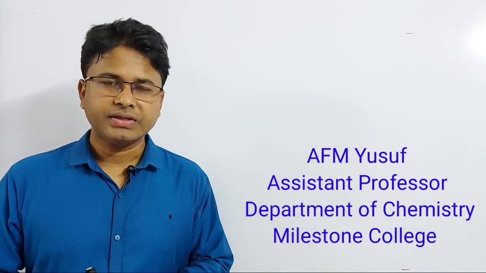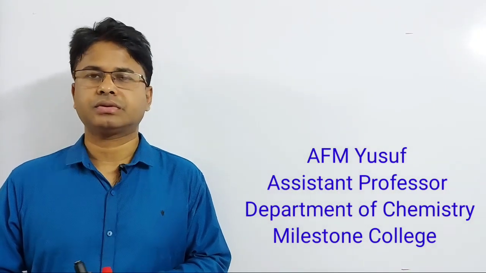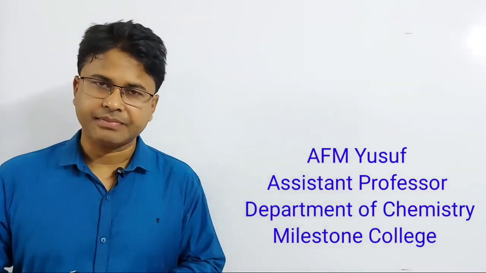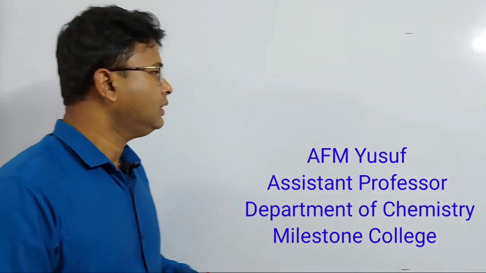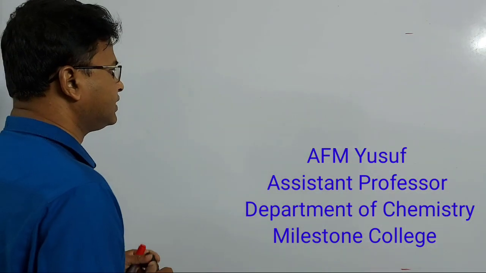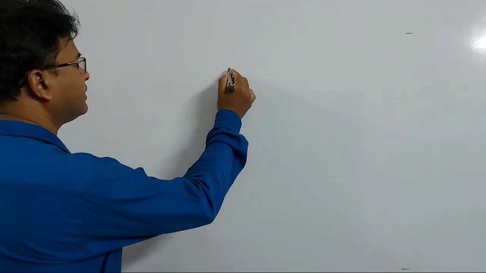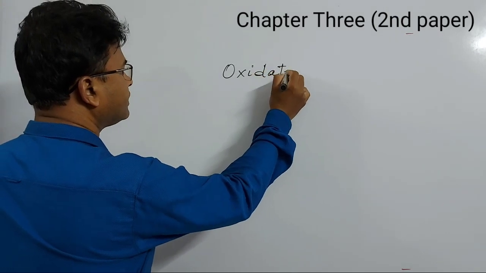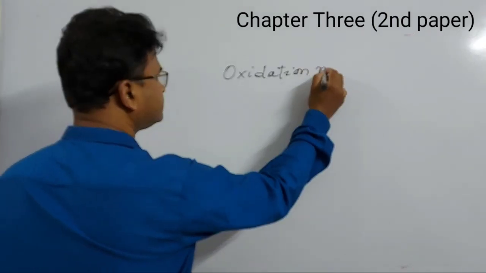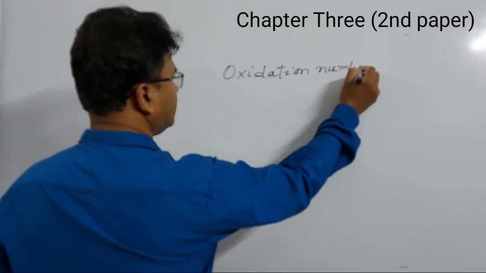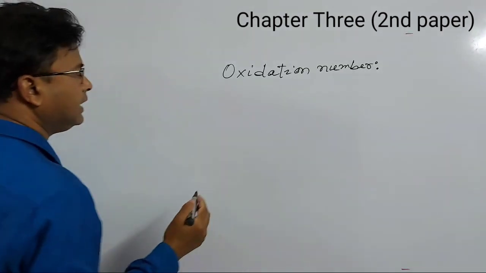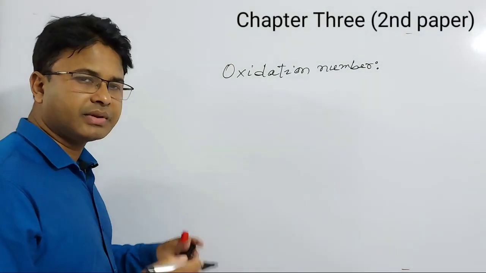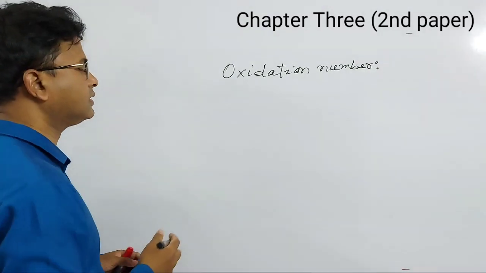Good morning, dear students. Today I am going to discuss the oxidation and reduction part of chapter 3, second paper. And before learning the oxidation and reduction reaction, you have to know about the oxidation number. Normally, the released or accepted electron by an atom during the chemical reaction is called oxidation number.